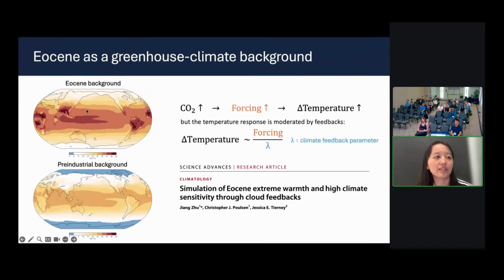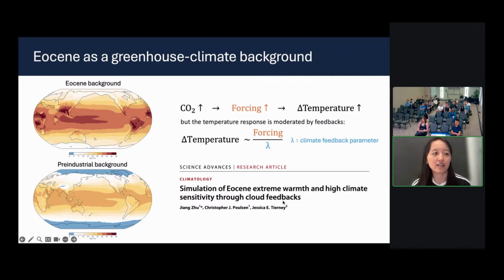Compared with the pre-industrial climate, the Eocene was substantially warmer, especially at high latitudes where sea ice was greatly reduced. This makes the Eocene an ideal test case for understanding how CO2 influences climate in a much warmer world. In a simple energy balance framework, the temperature response to CO2 depends on two factors: the radiative forcing itself and the climate feedbacks that follow.